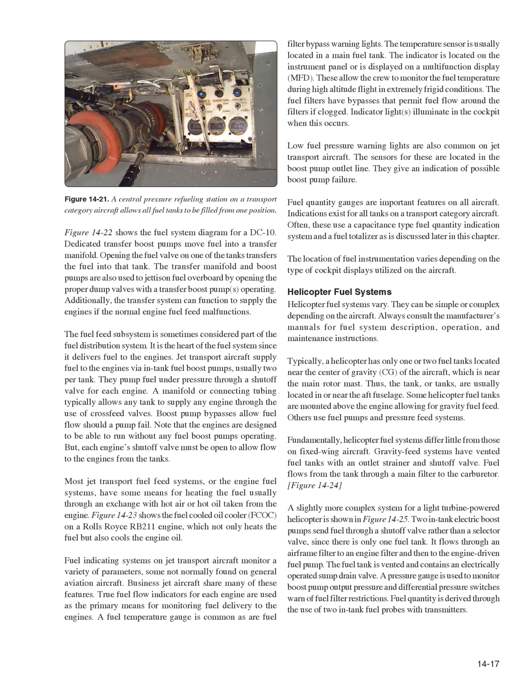2 in-tank electric boost pumps send fuel through a shutoff valve rather than a selector valve, since there is only 1 fuel tank. It flows through an airframe filter to an engine filter and then to the engine-driven fuel pump. The fuel tank is vented and contains an electrically operated sump drain valve. A pressure gauge is used to monitor boost pump output pressure, and differential pressure switches warn of fuel filter restrictions. Fuel quantity is derived through the use of 2 in-tank fuel probes with transmitters.